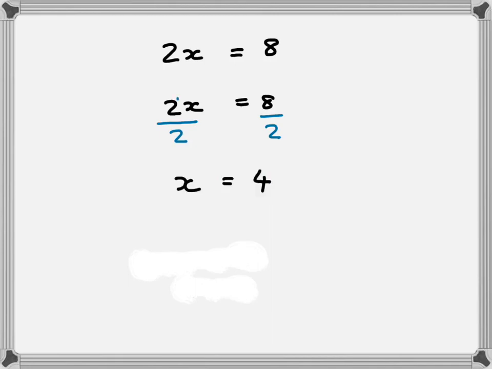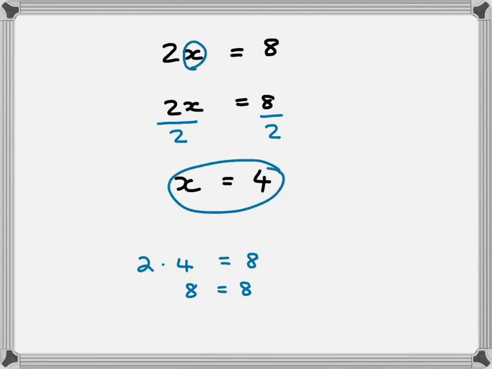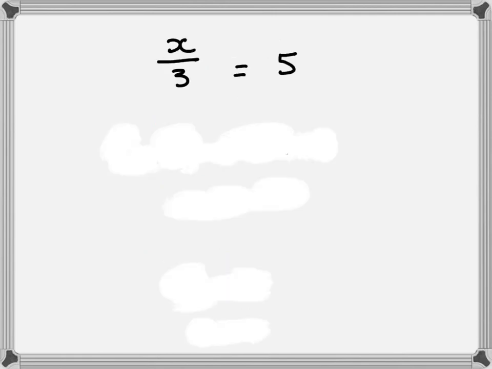So what will we be left with then? We'll be left with x, because 2 divides into itself once, and that just leaves us the 1. And 2 will go into 8 4 times. So that's why we end up with x equals 4. Okay? Now, let's just check. If we had to substitute it back into the original, it would be 2 times 4, because x is equal to 4. 2 times 4 equals 8, and 8 equals 8. Beautifully worked out.